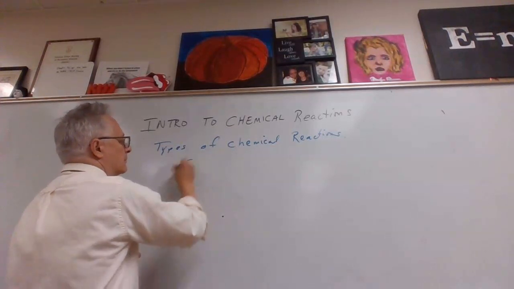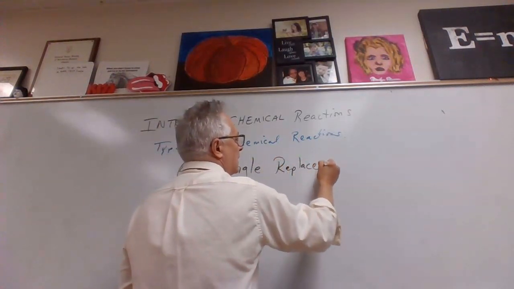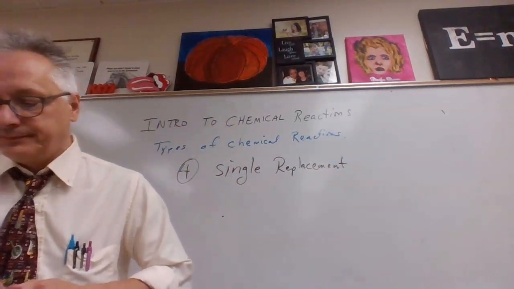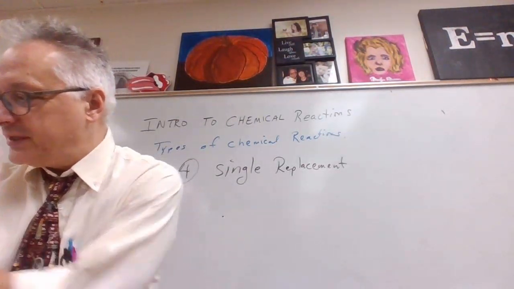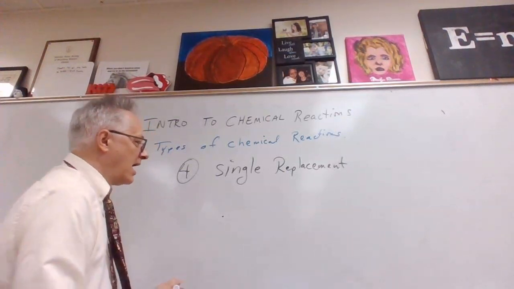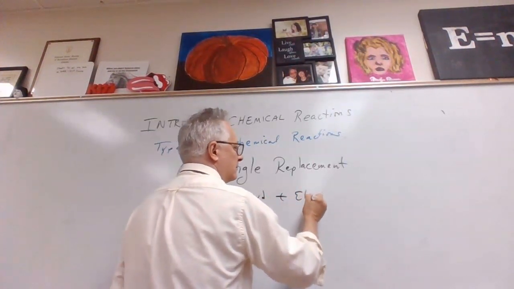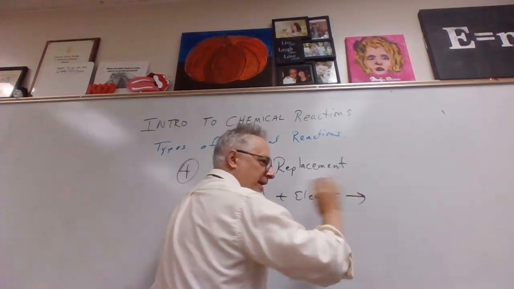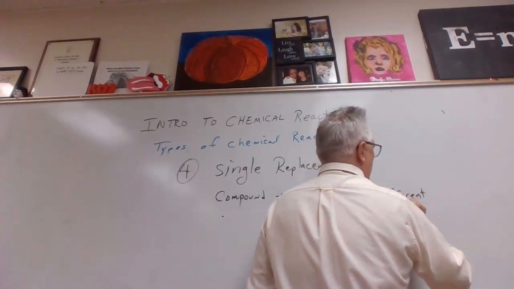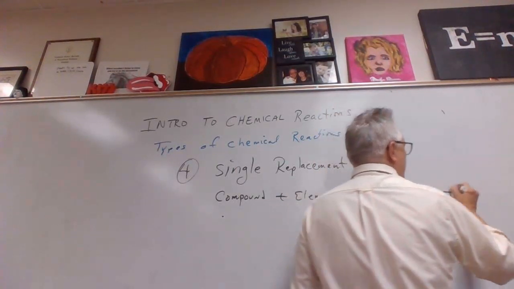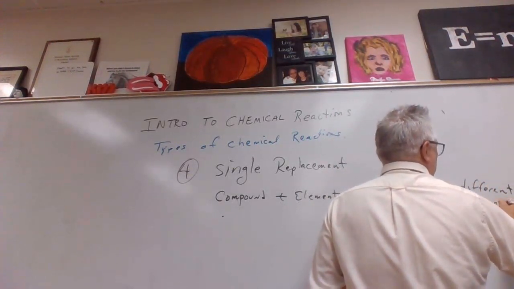Number 4 is a single replacement reaction. If a double replacement was something where they switch their partners, think of a single replacement reaction like this. I have a compound plus an element, and that's going to react and give me a different chemical compound and a different element.